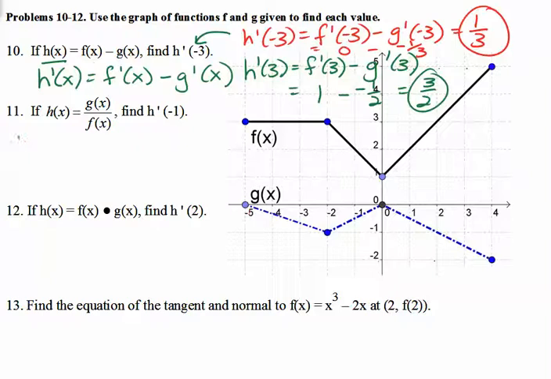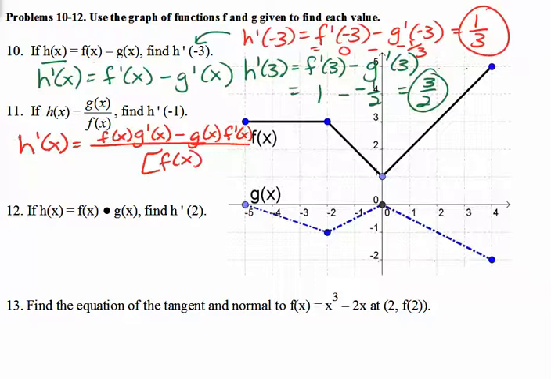So let's write our quotient rule here, and then we can plug in our values. We would have low function times derivative of the high function minus the high function times the derivative of the low function, all over the low function squared. And now we want to put negative 1 in for our x. So let's carefully go through.